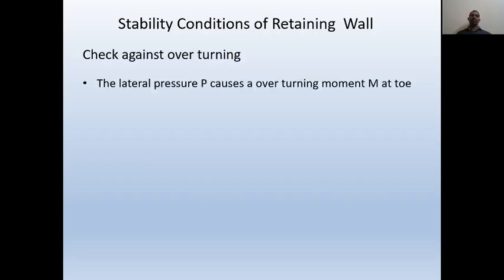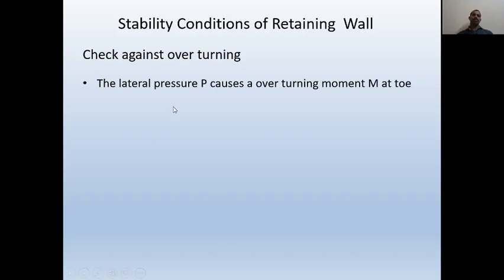First one, we will take up the check against overturning. Overturning may happen because of earth pressure. Earth will try to move about the heel, whereas the self weight of the wall will try to restore. If the overturning moment due to earth pressure is more than the restoring moment, the wall will try to turn about its toe. So here the restoring moment must be greater than the overturning moment by at least 1.5 times. That is the factor of safety to be considered for overturning.